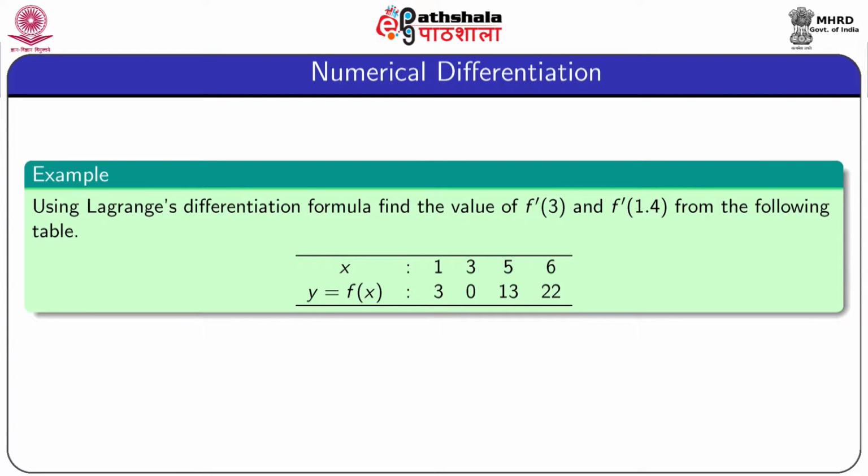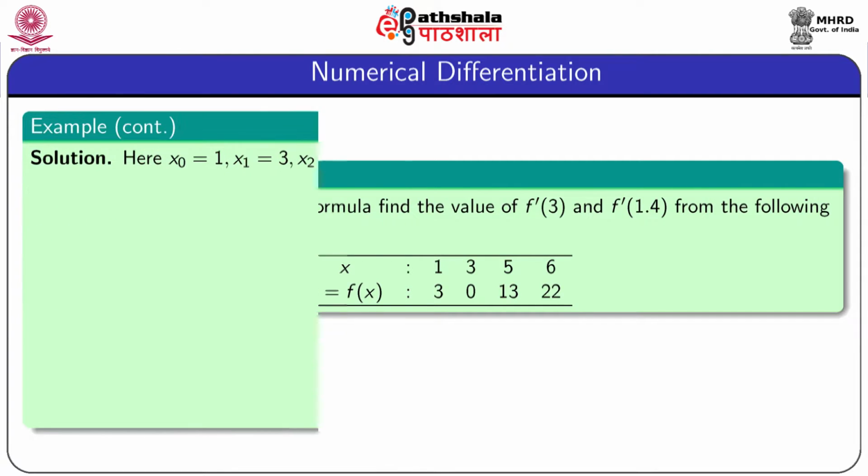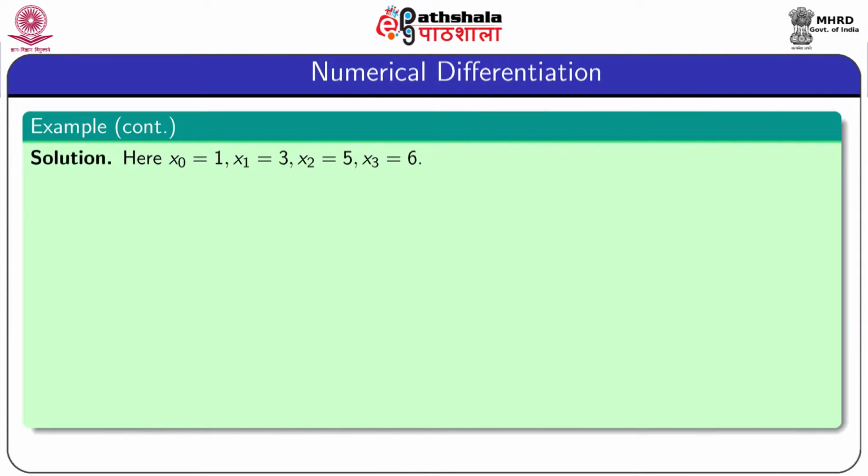Now, we consider one example to illustrate the Lagrange differentiation formula for this given table of values. The problem is to find the first derivative of f at 3 and at 1.4. Note that the point 3 is present in the table, but 1.4 is not present in the given table. Here x0 equals 1, x1 equals 3, x2 equals 5 and x3 equals 6. This is obtained from the given table of values.